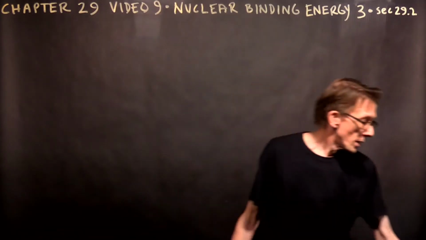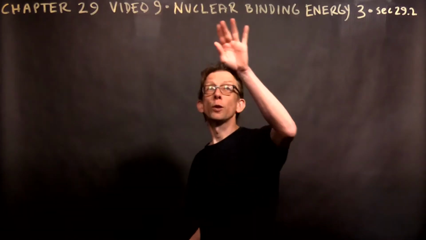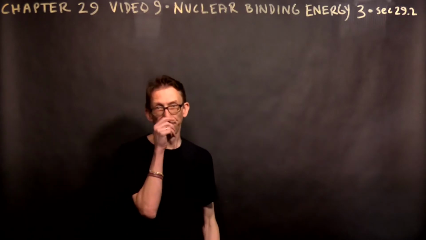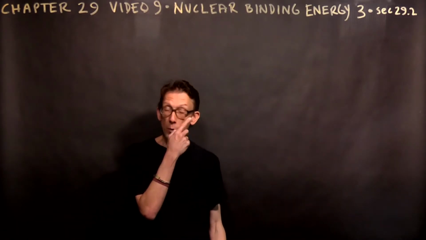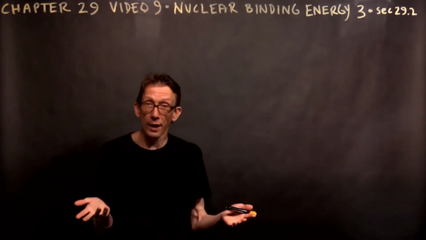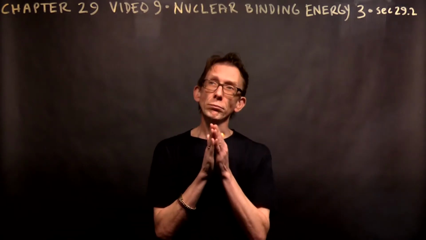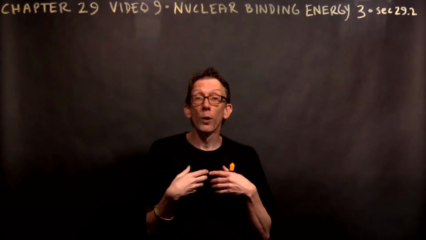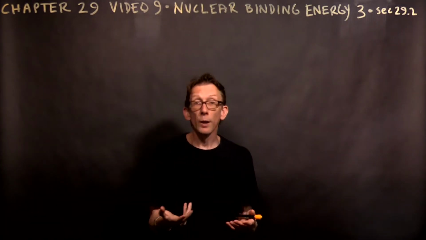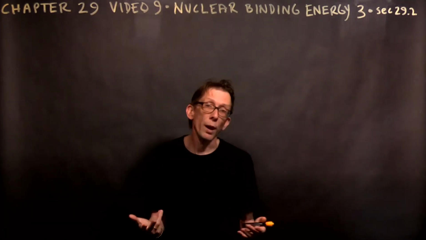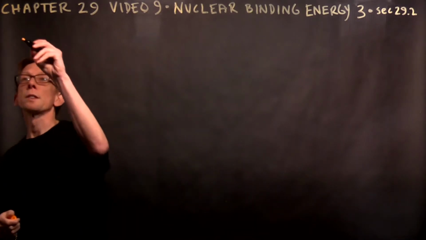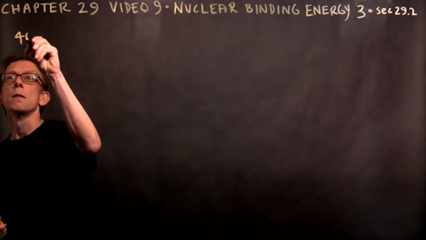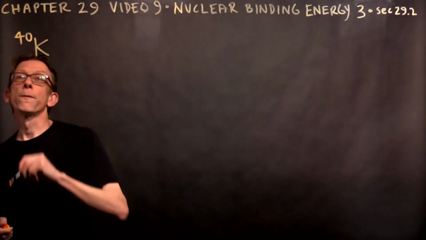All right, so we're still talking about nuclear binding energy, and I want to show you how to calculate it. We've already calculated it for carbon 12. I'm going to calculate it for another nuclide right now, another nucleus, and that nucleus is potassium 40.